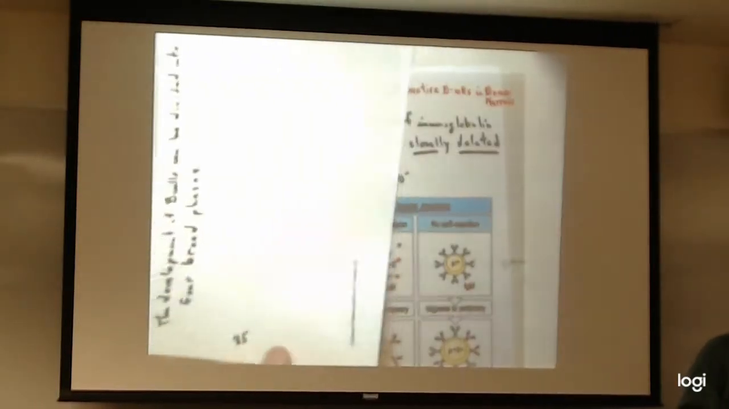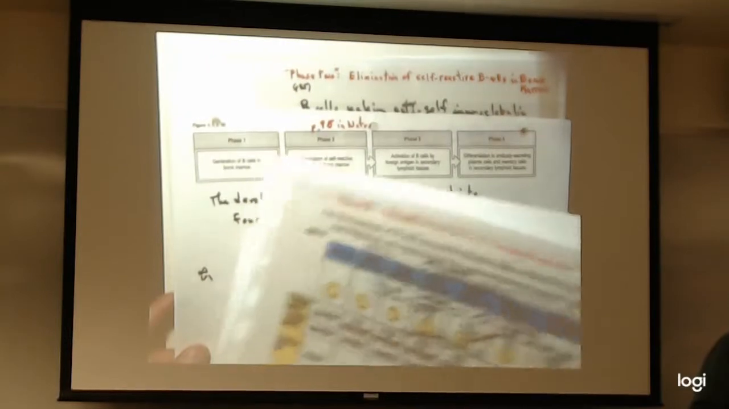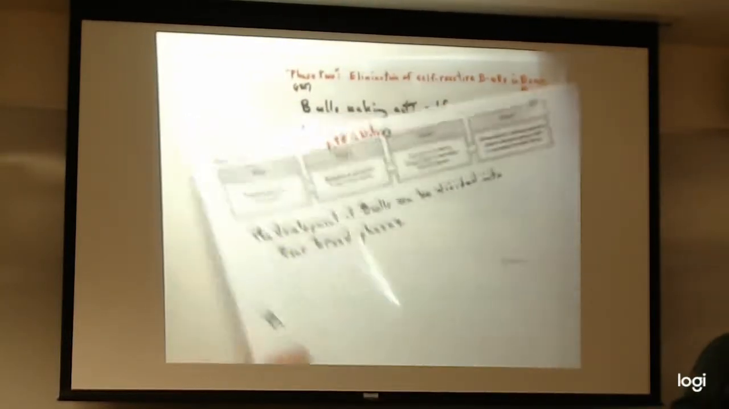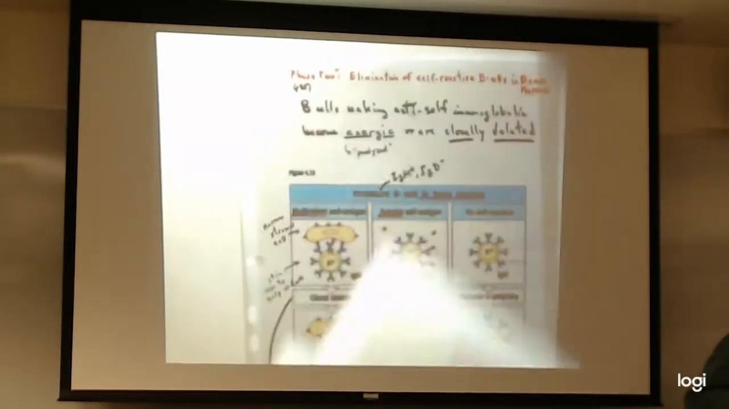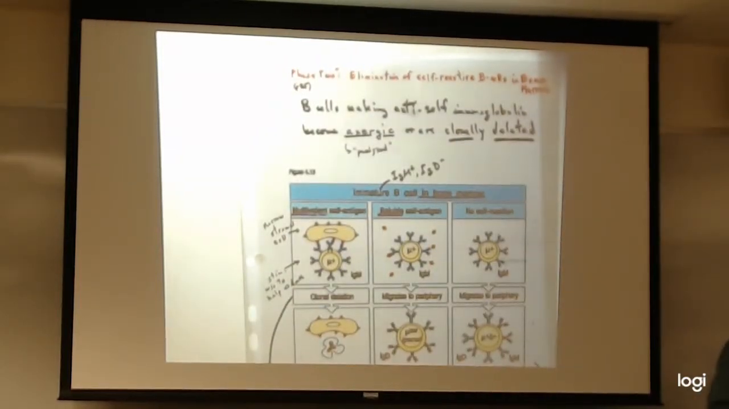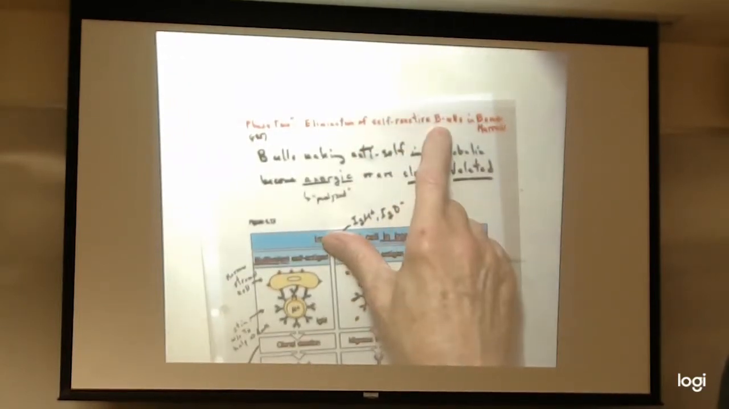This was EG85, and it was phase 1, 2, 3, 4. That's what I'm referring to. So phase 2 was then the elimination of self-reactive B cells in the bone marrow.